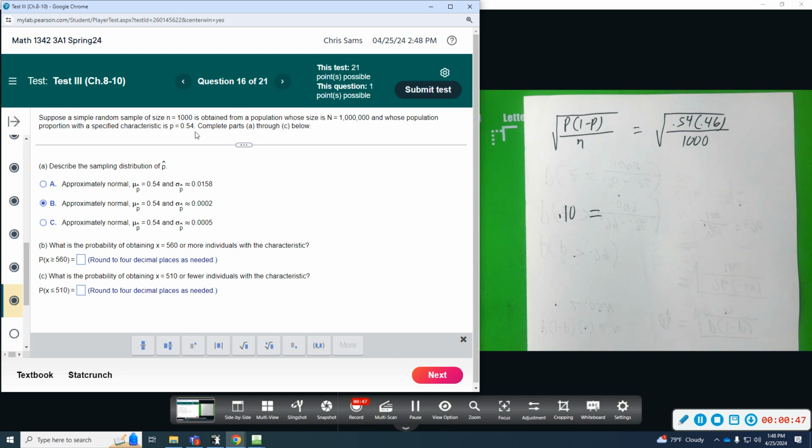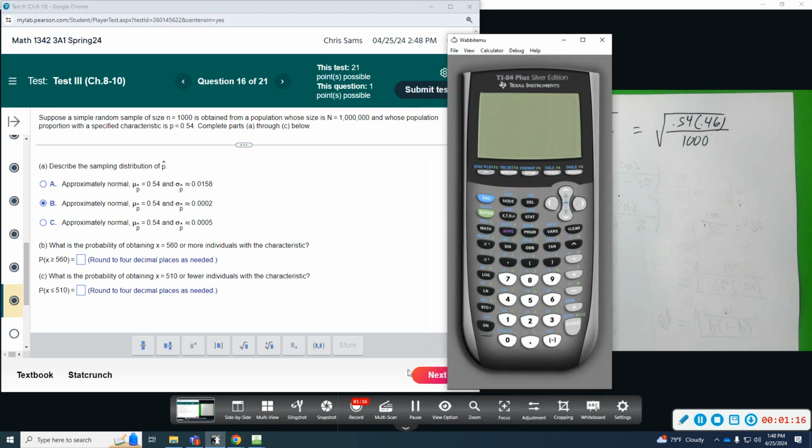The standard deviation is going to follow this formula, square root of p times 1 minus p divided by n, which in this case p is 0.54. 1 minus 0.54 will give you 0.46. I just usually do the math pretty quick. These two should add up to be equal to 1. So just figure out what we need to do to add to 1. And then you divide by the sample size of 1,000.